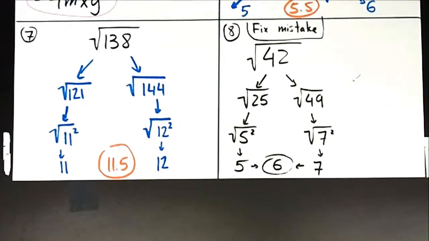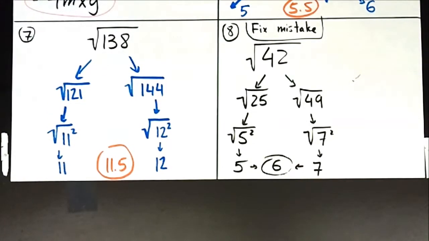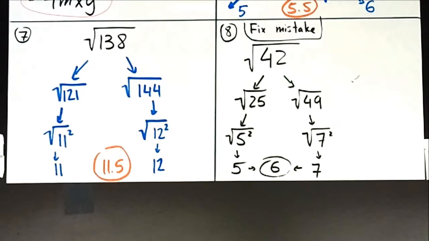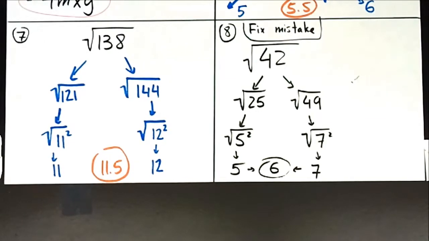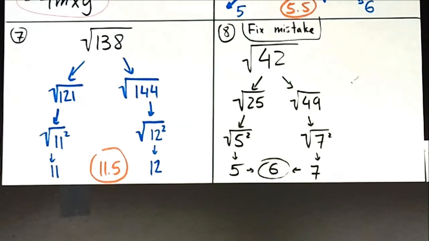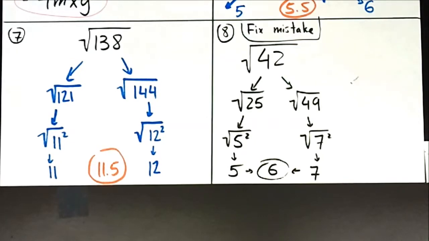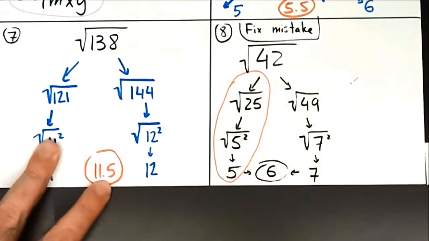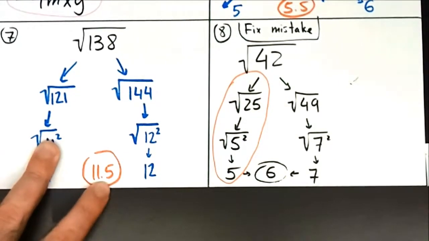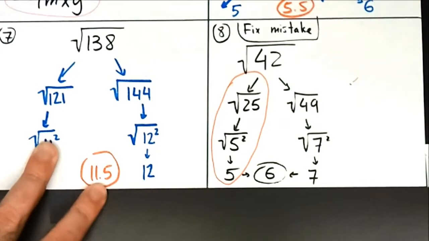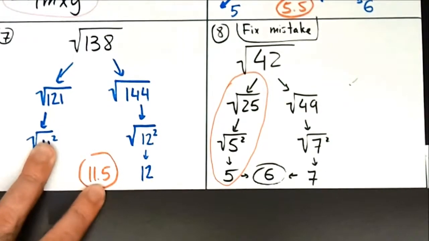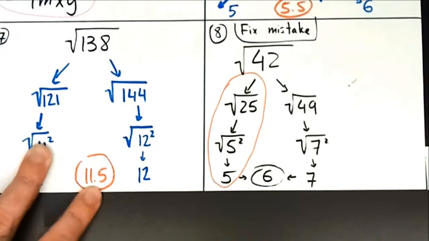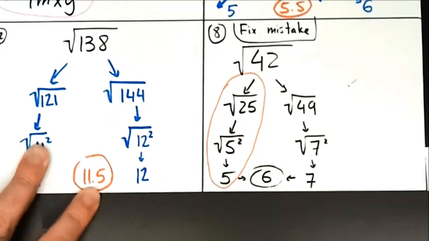Alright, then let's take a look at number 8. Number 8 is my other fix my mistake type problem. So can someone spot my mistake and tell me what did I do wrong? My mistake is right in this line. The entire line is wrong, because I should have chosen 36 as the perfect square that's right below 42, not 25. 25 definitely is below 42, but is not right below that. 36 is closer to 42.